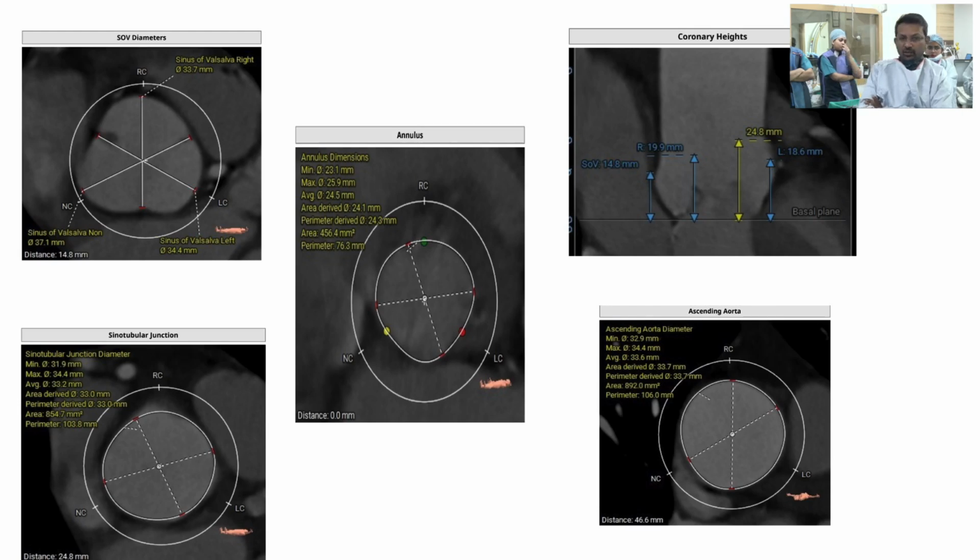Again, the sinotubular junction is larger than the annulus, so we are safe at this point. Our stent frame is not going to injure the STJ. Similarly, the aorta is 35 millimeter, so it is not a dilated aorta. Again we are good with the aorta.